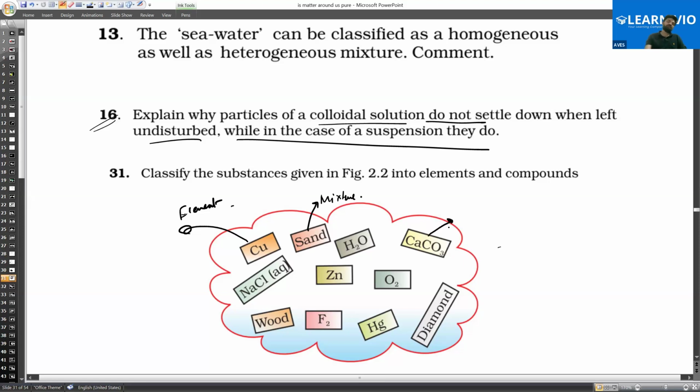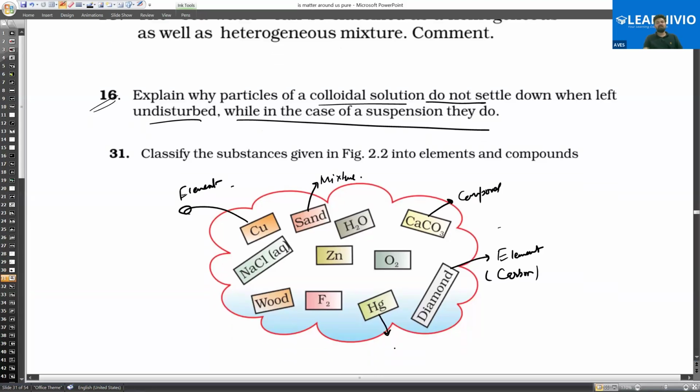Next one, calcium carbonate, compound or element? Compound. Yes, it is a compound because it has more than one type of atom: calcium, carbon, oxygen. Diamond? Element. Yes, diamond is an element, and which element is it? It is carbon. Mercury, Hg, Hg is mercury. Is it an element or compound? Element. Yes, it is the element.